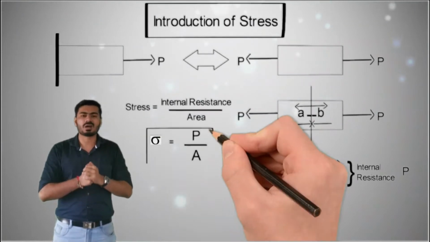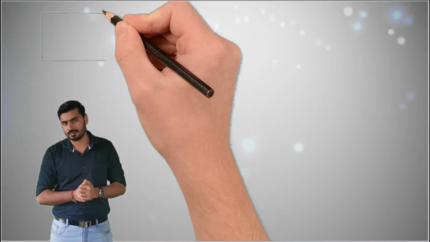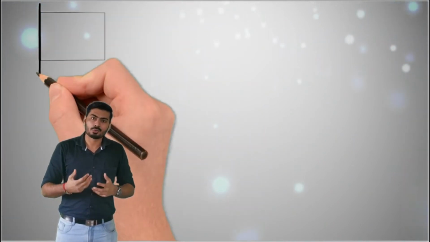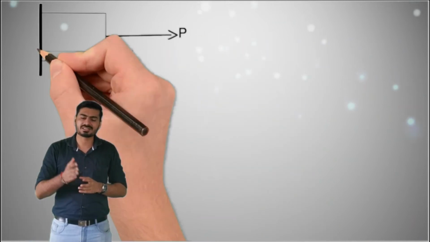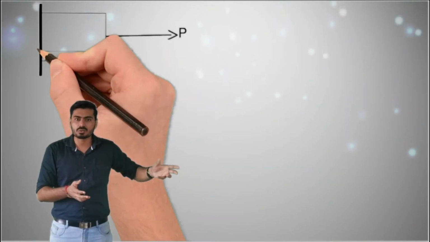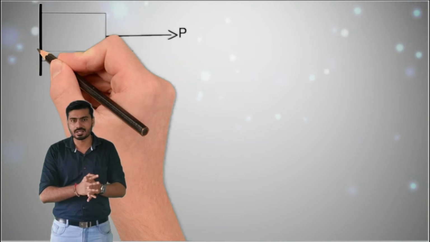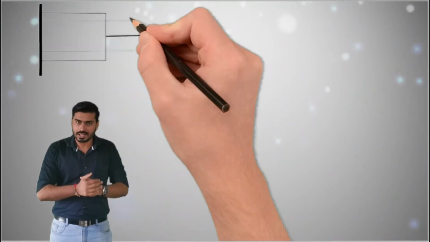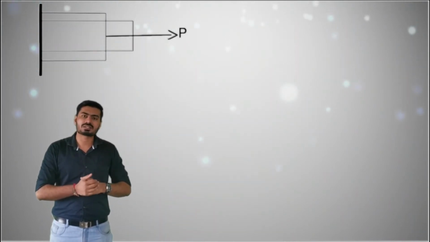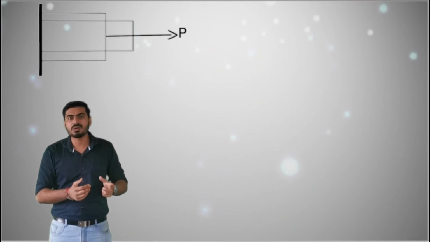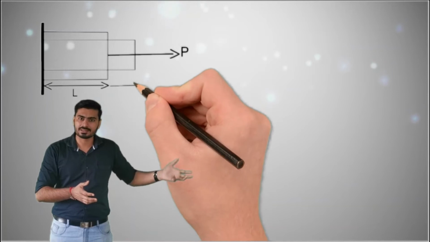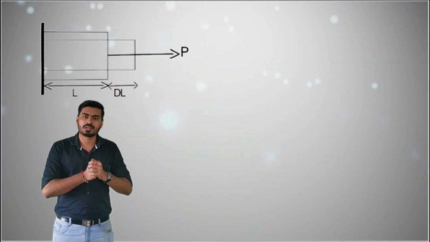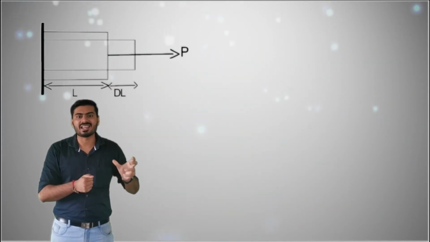Next, we will define another important term, that is strain. What is strain? To understand strain, consider a body which is fixed at one end and subjected to an externally applied load P on the other end. As you can see, the nature of the force is tensile, and that's why it will try to elongate the body. The elongated portion is shown like this. This portion will increase the length of the body.